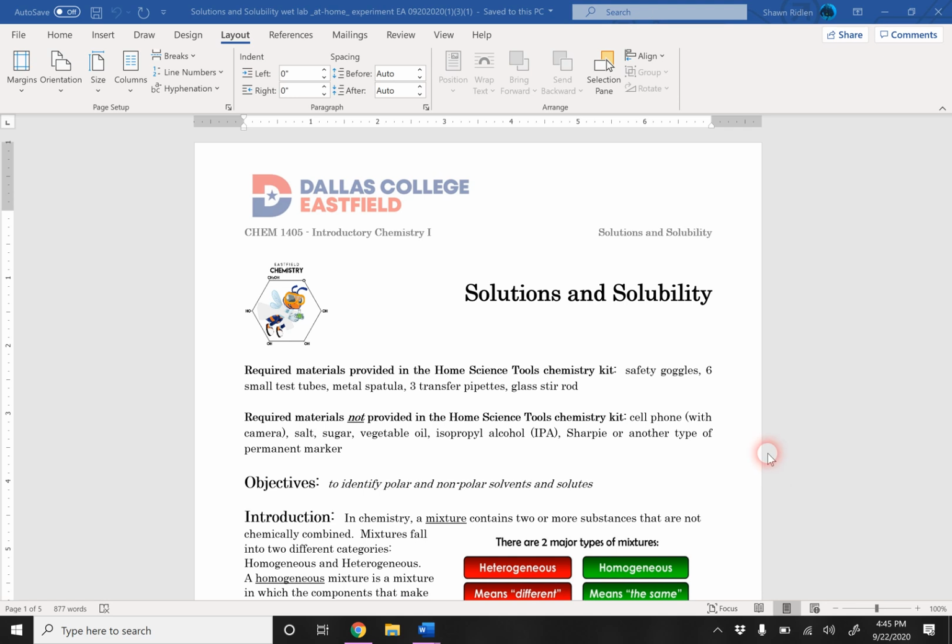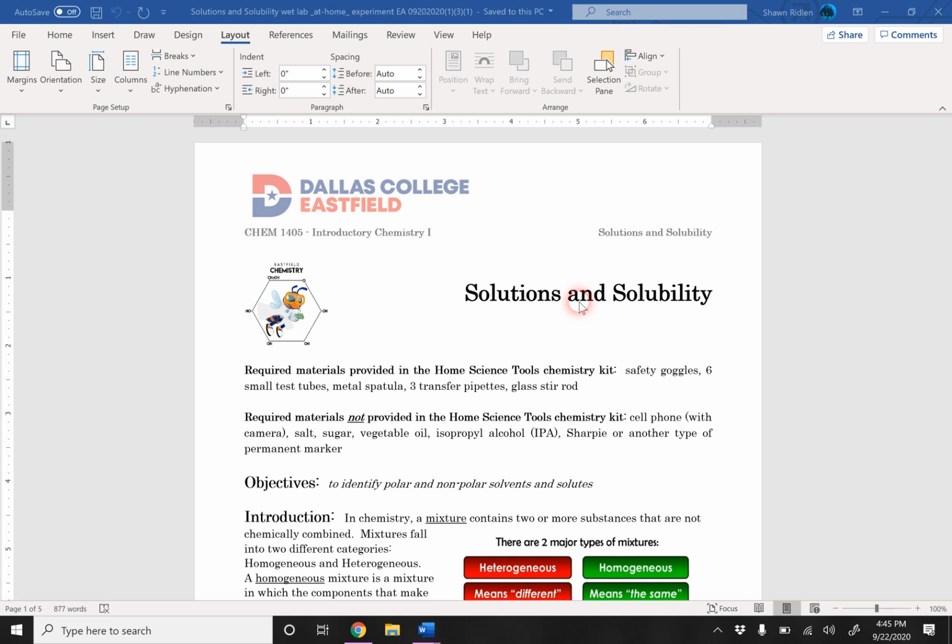Hi everyone, the lab for today will be over solutions and solubility. This will be another wet lab, so it's one you actually have to get your kit out to do. And I wanted to take a little bit of time to go over the intro with you and just to talk about some of the main concepts.